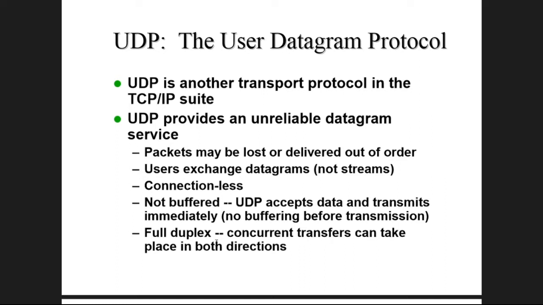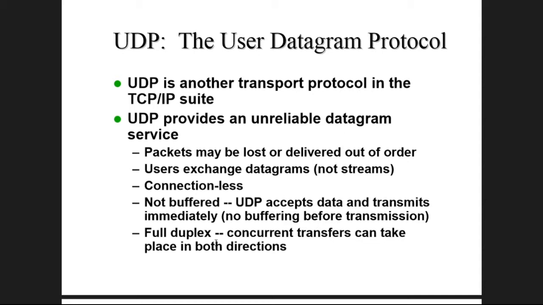Buffer means a temporary memory space which is used at the time of processing. If buffering is not there, then whatever data or packets UDP accepts, it transmits immediately. So there is no buffering before transmission. The data cannot be stored in any memory space. When it accepts the data, it immediately transmits it.